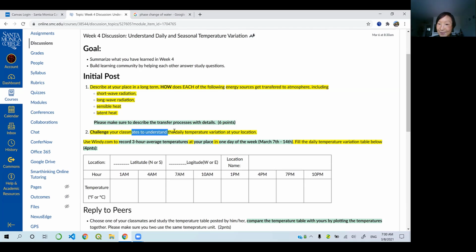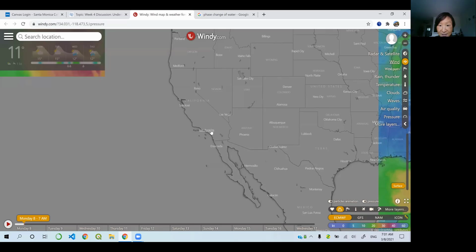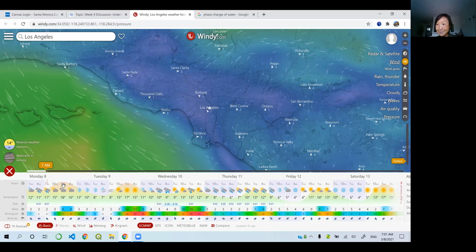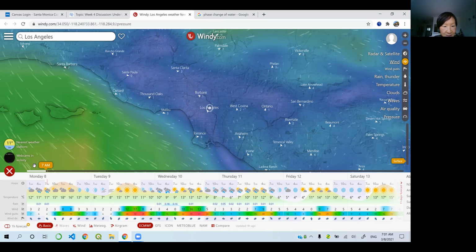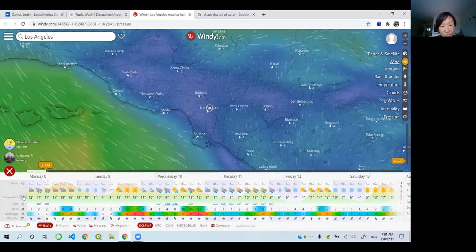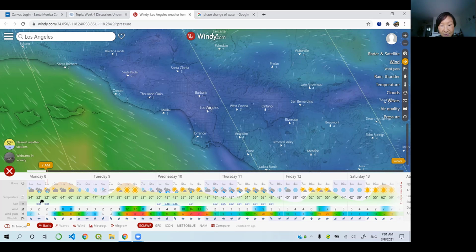The second one is to understand the daily temperature variation at your location. I want you to go to windy.com and record the 3-hour average temperature at your location in one day of the week. For example, let's record today for Los Angeles, International Women's Day. You can see that is 12 Celsius at AM. You can click on this link to change that to Fahrenheit.